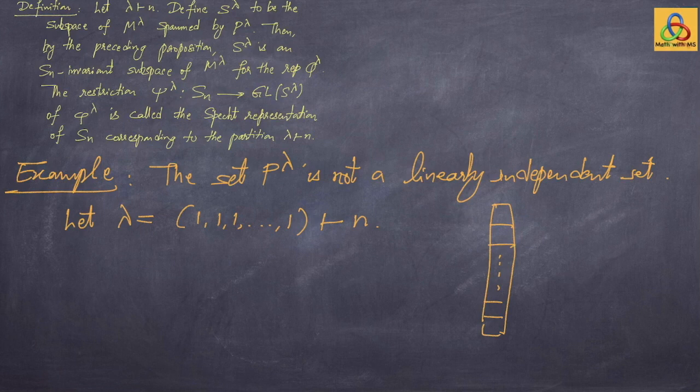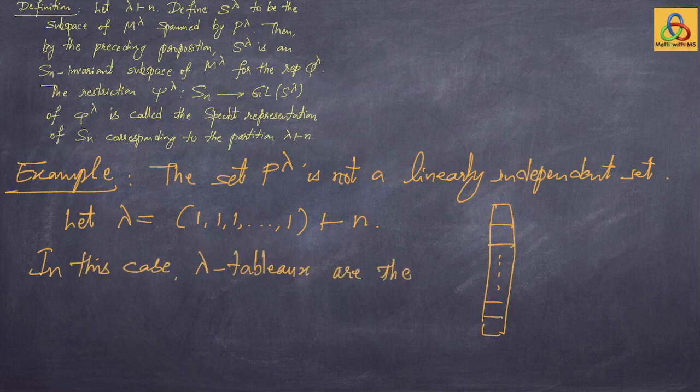And how many lambda tabloids are there? There are precisely n factorial lambda tabloids, because given a Young diagram with n boxes, one can fill the numbers 1 to n in precisely n factorial ways. In this case, lambda tableaux are the same as lambda tabloids. Further, since lambda tableaux are the same as lambda tabloids, what is the representation phi lambda here? Phi lambda, recall, is the permutation representation corresponding to the action of Sn on the set of all lambda tabloids, which here is the set of all lambda tableaux, and which is a set of n factorial size, which is also the order of the group. So in this case, phi lambda is simply the regular representation of the symmetric group Sn.